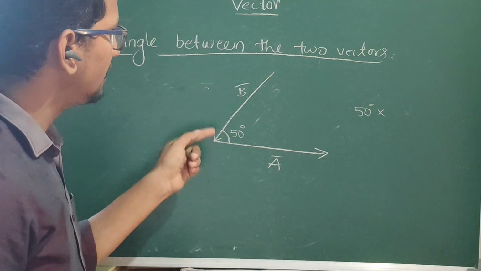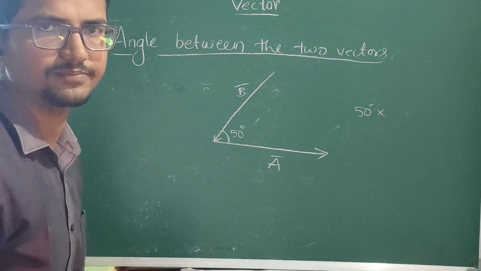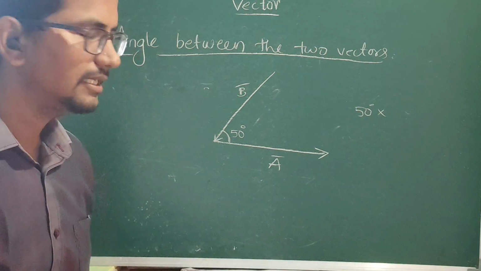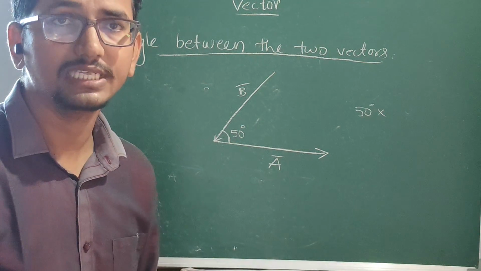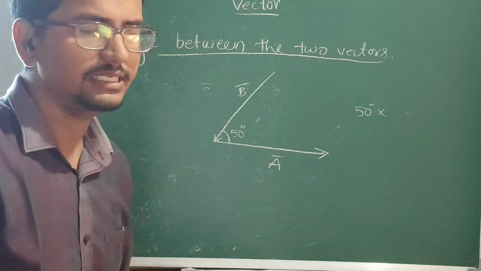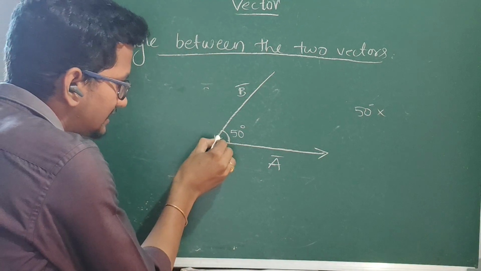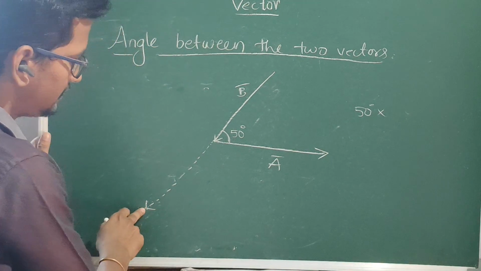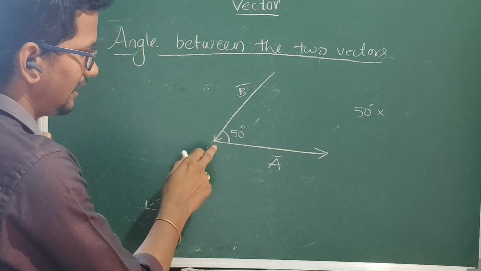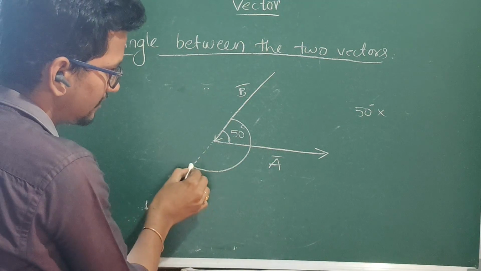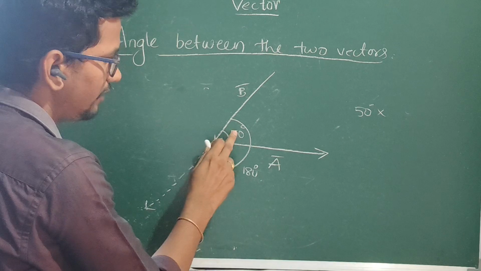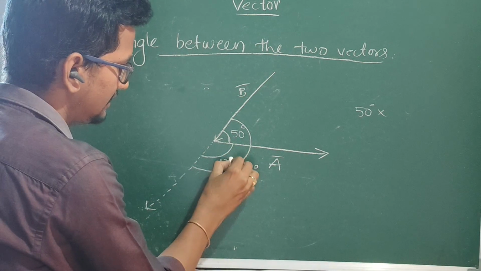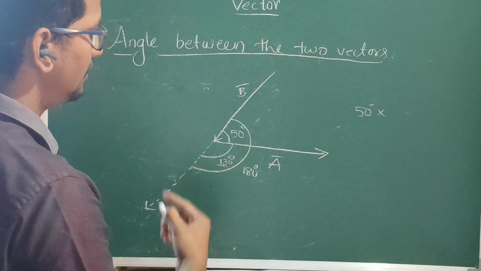But here, what happened? One head is there, one tail is there: the tail of the a bar vector and the head of the b bar vector. Yes, it's not an angle. Then how can you find the angle between a bar and b bar? Then what do we need to do? We extend this line. This is the head and this is the tail. What is the total angle? 180 degrees. Already 50 degrees has been used. What is the remaining angle? 130 degrees is the angle between the two vectors.